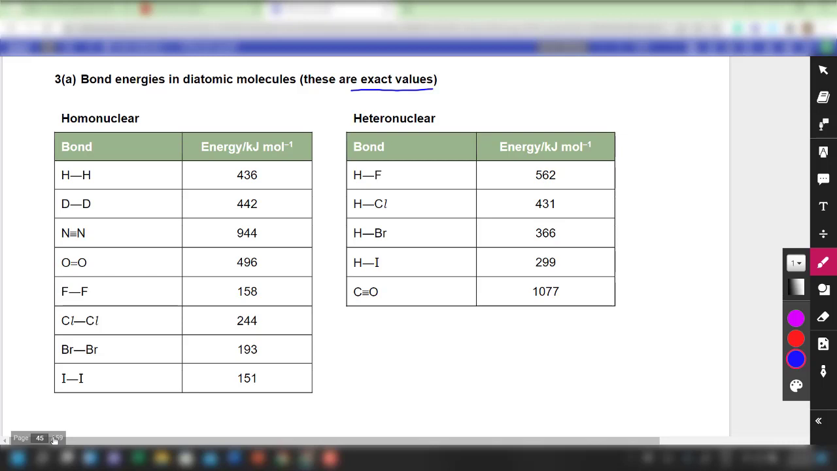So it splits between homonuclear, meaning the same element, for example dioxygen, dinitrogen or deuterium. And heteronuclear, so like all the hydrogen halides. And take note that carbon monoxide is also given to you. C≡O is 1077 kilojoules per mole. So this is given. A lot of students forgot its existence.